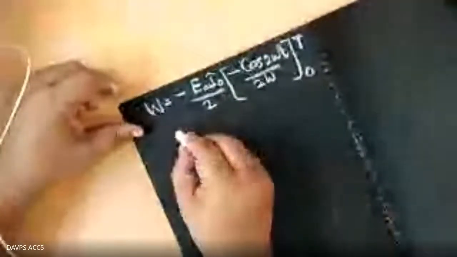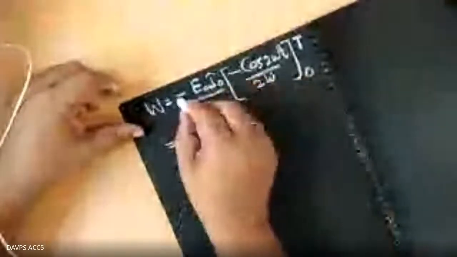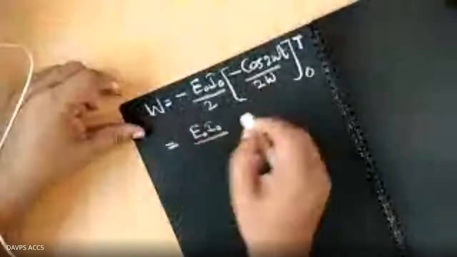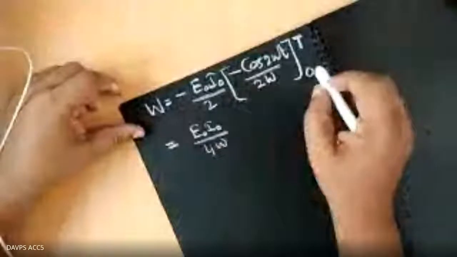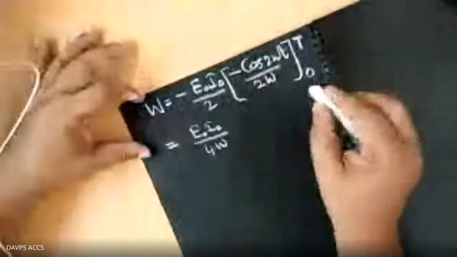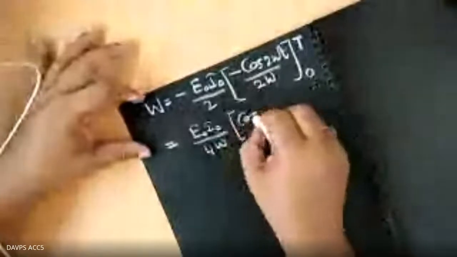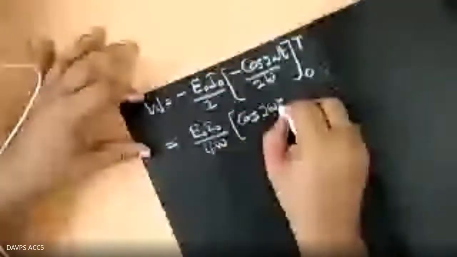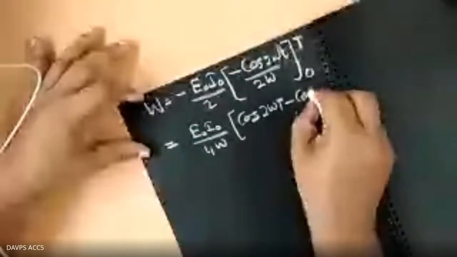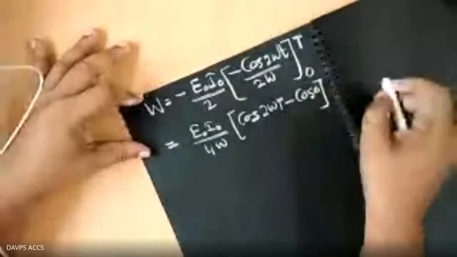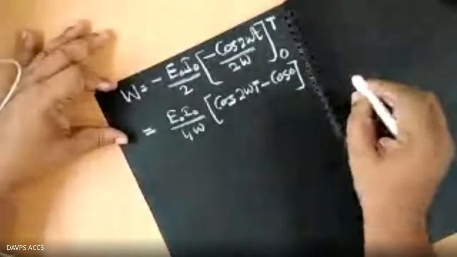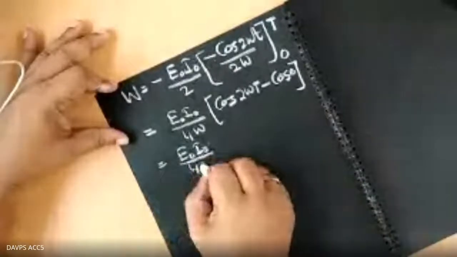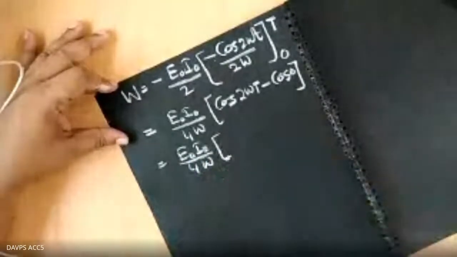And this will be equal to, this minus becomes plus, so you can write E naught I naught by 4 omega, and the right side will be equal to cos 2 omega capital T minus cos 0, and this will be equal to E naught I naught by 4 omega. And what is the cos 2 omega T?